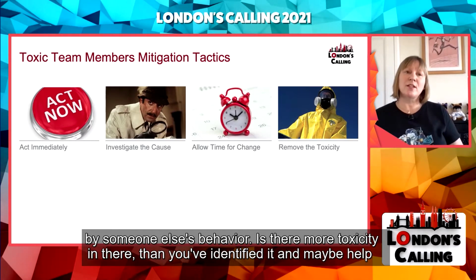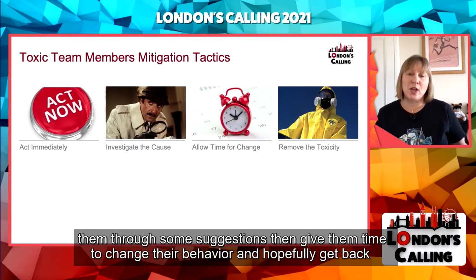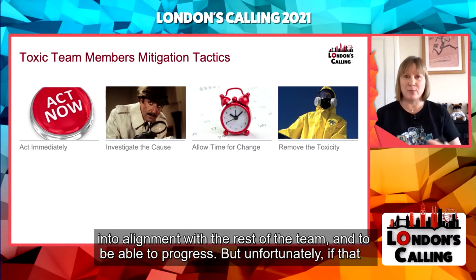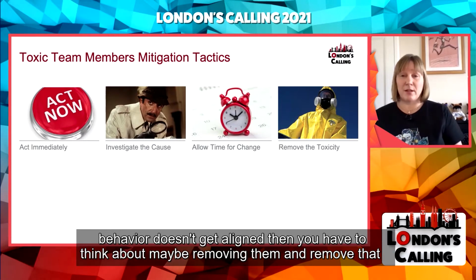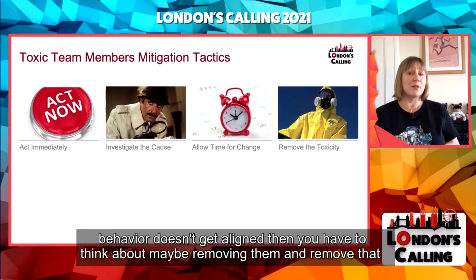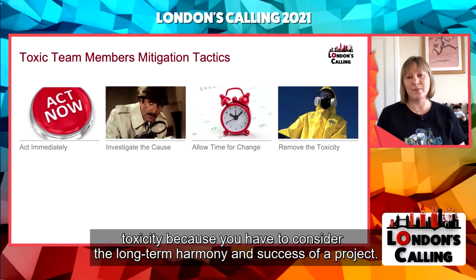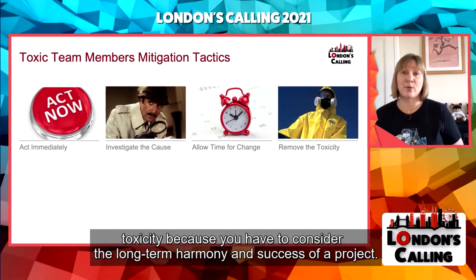Once you've identified it and maybe helped them through some suggestions, then give them time to change their behaviour and hopefully get back into alignment with the rest of the team and to be able to progress. But unfortunately, if that behaviour doesn't get aligned, then you have to think about maybe removing them and remove that toxicity. Because you have to consider the long-term harmony and success of a project.